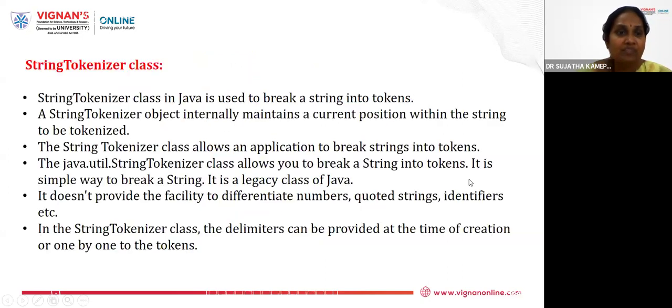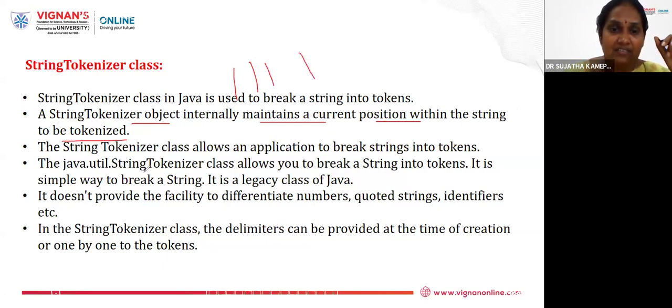Now, next one. The last class I have in strings is the StringTokenizer class. The StringTokenizer class in Java is used to break a string into tokens. That is, it is used to divide the string into different parts, different tokens. A StringTokenizer object internally maintains the current position within the string to be tokenized. So where it is tokenized, it maintains internally. It allows an application to break strings into tokens.